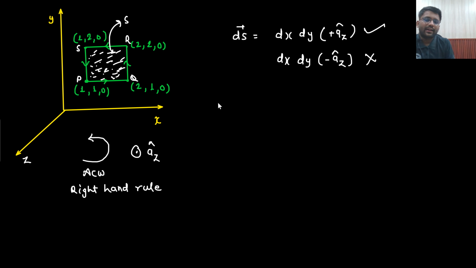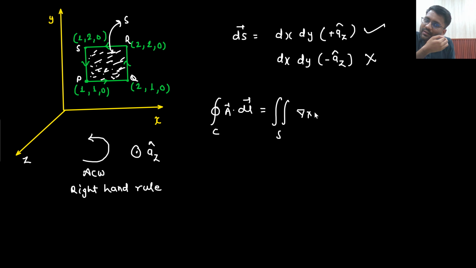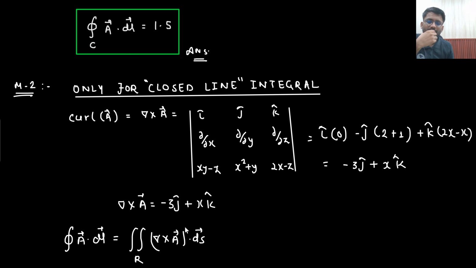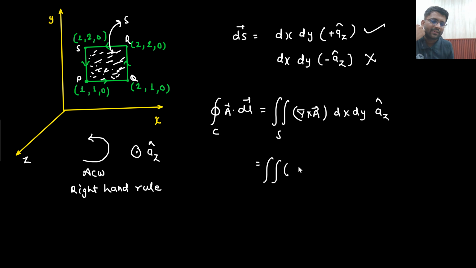So what I need to write down is that my A dot dl that I have written is, for this curve C, coming out to be, for the surface area, del cross A dot ds. What is your ds? Sir, ds is nothing but dx dy az cap. So what is your del cross A? Del cross A is coming out to be minus 3j cap plus x k cap.